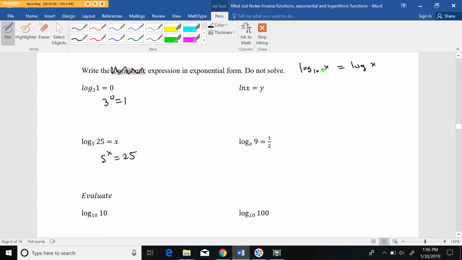Another common one is what's called the natural exponential number, which is sometimes called e, which is 2.7 something, goes on forever. I'll be making other videos about where that one comes from. This ln means log base e. So this means e to the y equals x. Okay. This one means x to the 1/2 equals 9.